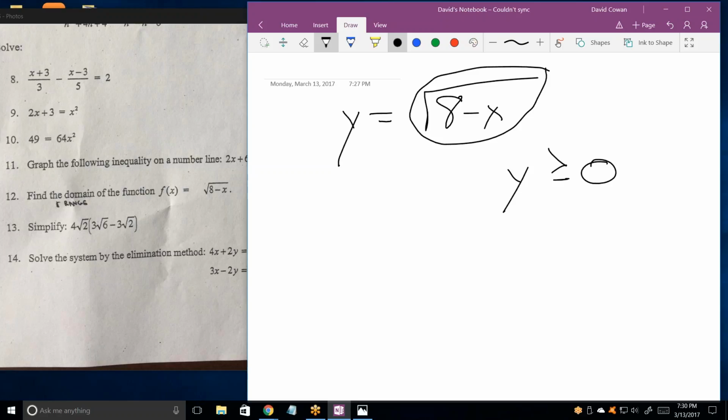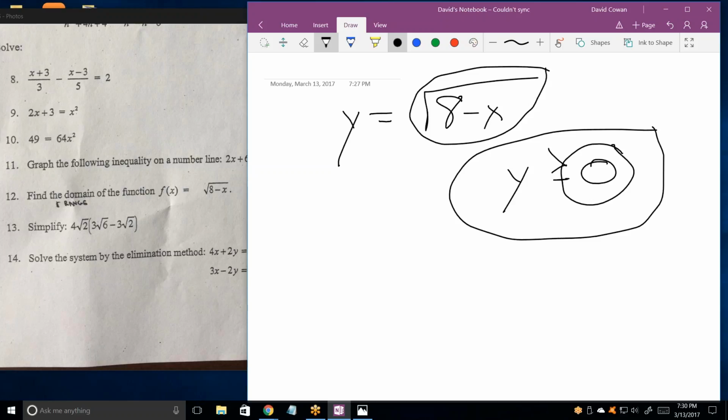In other words, if x were exactly 8, which would be allowable, then I've got y equal to the square root of 0, which is 0. So y can be 0, but it cannot be negative. There's no way y can ever be negative, no matter what value I put in for x. So this tells me the range. The range is your allowable values for y. And in this case, they all have to be greater than or equal to 0.